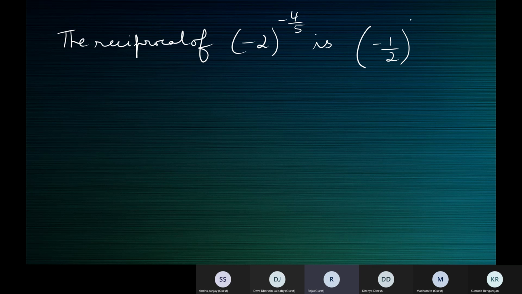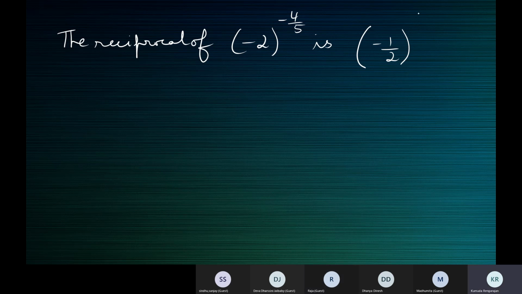No, just apply the rule. What is the negative of minus 4 by 5? 4 by 5. Should you write 4 by 5 or minus 4 by 5 is the question now. 4 by 5. That means you're writing the reciprocal of the base and the negative of the power. That becomes the equivalent.